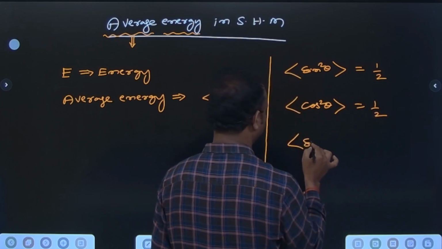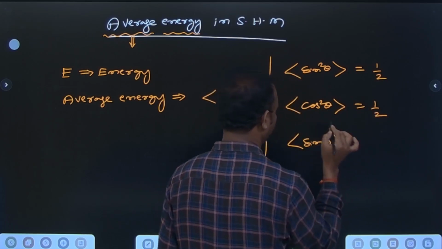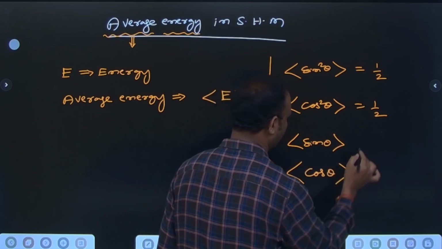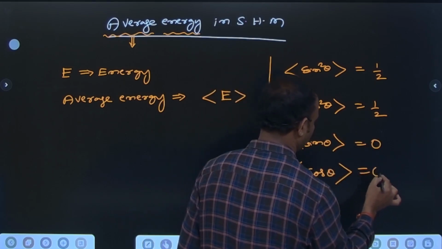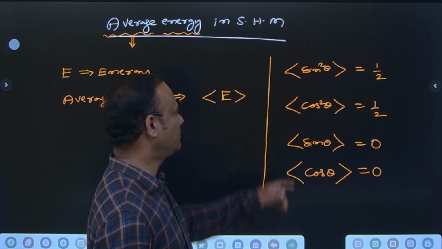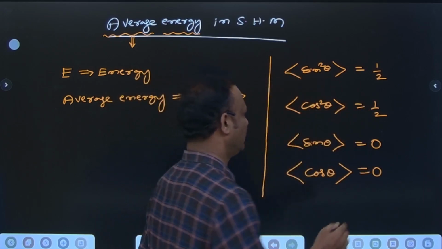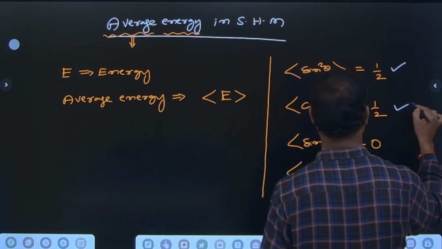The average value of sin theta or sin n theta, and the average value of cos theta, are 0. The average value of sin square theta is 1 by 2, and the average value of cos square theta is 1 by 2. So these are the things.